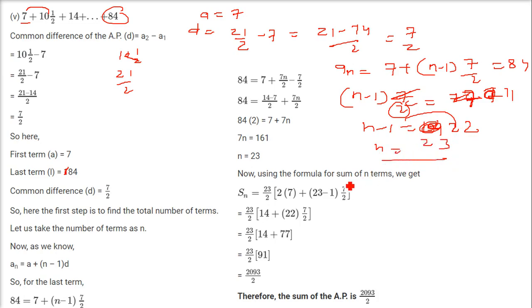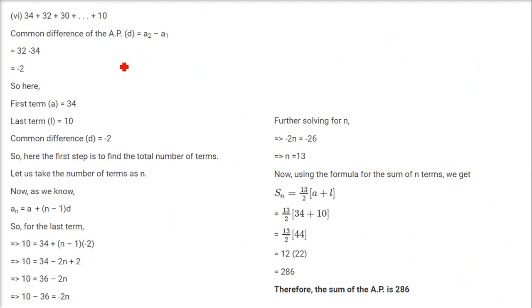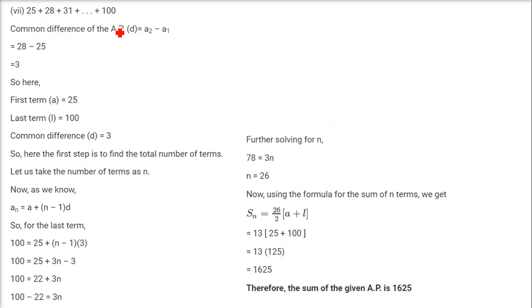Now we are aware how many elements are there. So S23 you have to find out. So it will be 23 by 2, A plus L. A is what? 7. What is L? 84. So 84 plus 7 is 91, right? 91 into 23 by 2, and this is going to be 2093 by 2. This is your answer. This also you can do. This is quite simple.